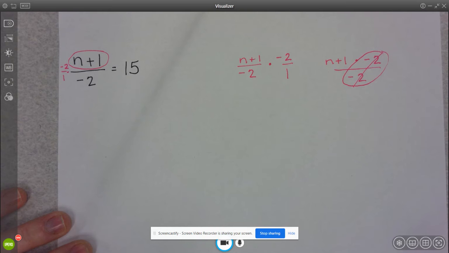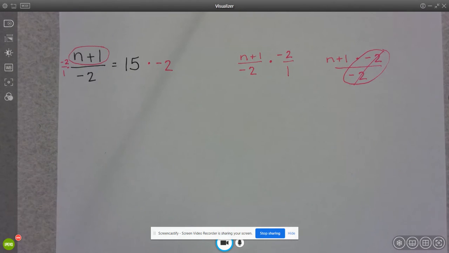Equations are like a perfectly balanced scale. And if I don't do the exact same thing to both sides, that scale is not going to be well balanced anymore. And I have to maintain the equality or the balance in my equation. Otherwise, I'm not dealing with the same equation that I had at the beginning.